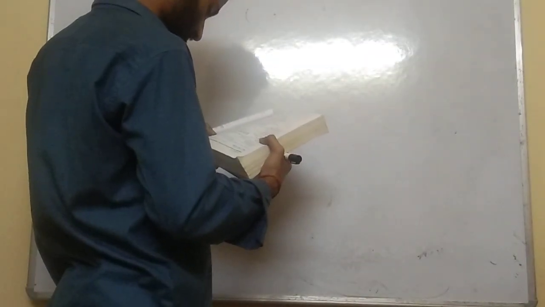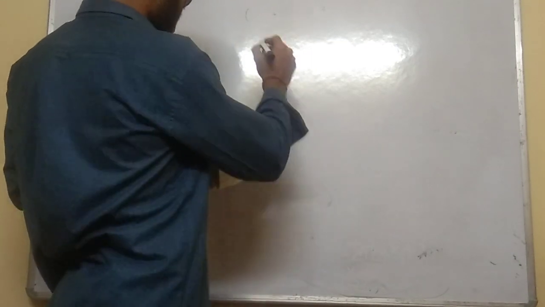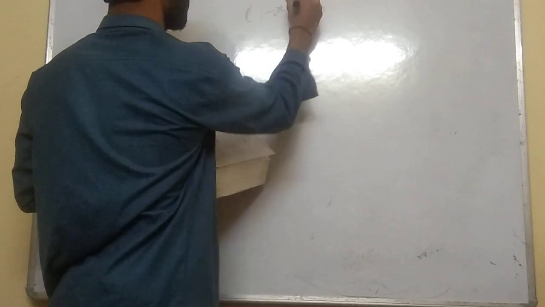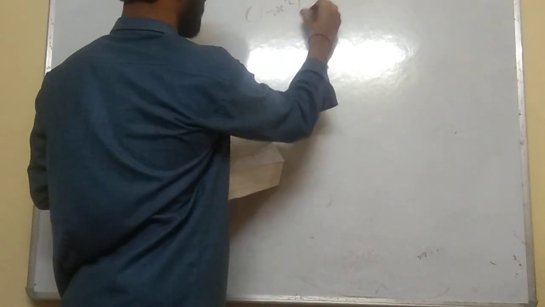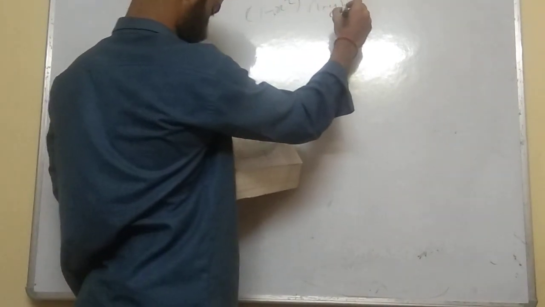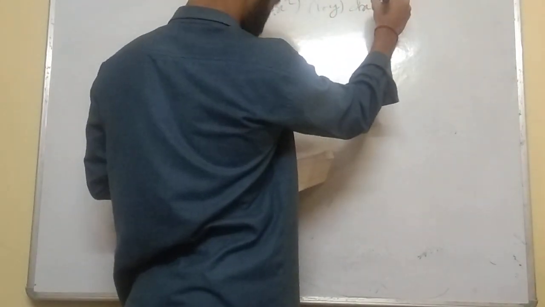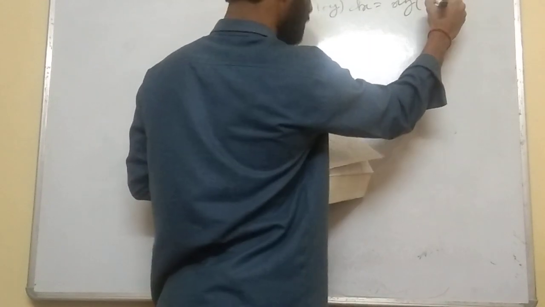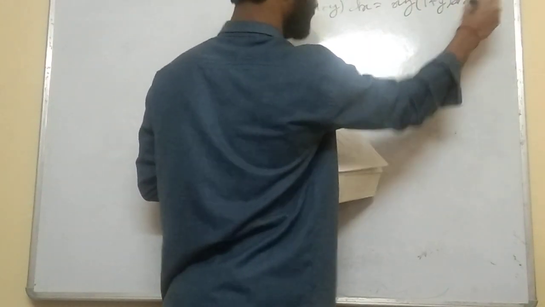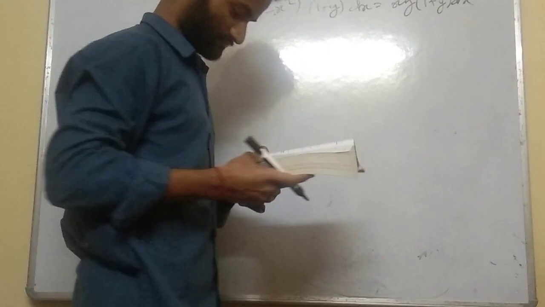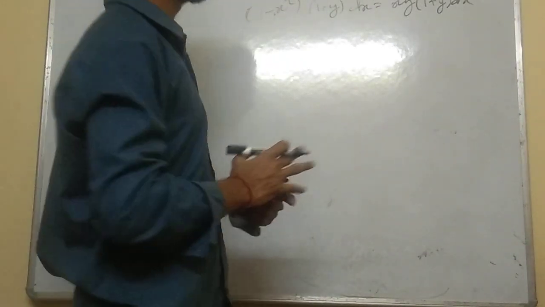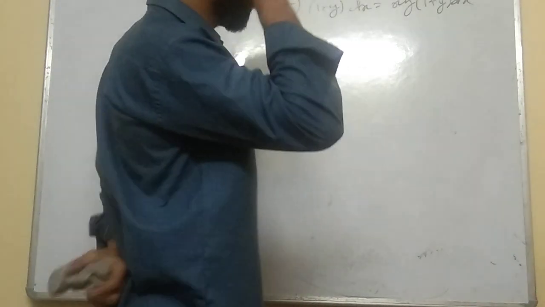Question is: 1 minus x square, 1 minus y dx is equal to xy, 1 plus y dx. So this is our problem and we are going to solve this problem.